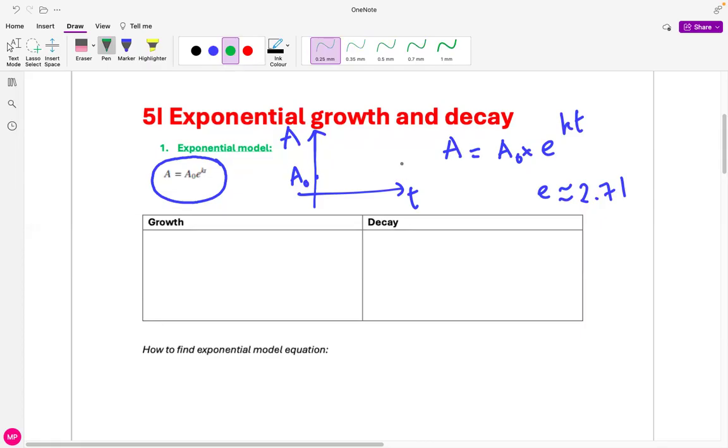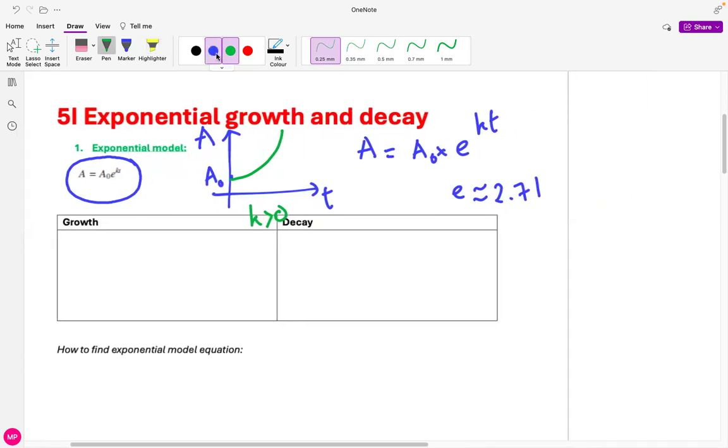Now, if k is a positive number, then you will have growth. So this one is for k positive. Otherwise, if I have k negative, then my graph will go upside down. So my graph will go like this. You start from A0 and you go here. That is when you have a reflection in the y-axis, it will go like that.